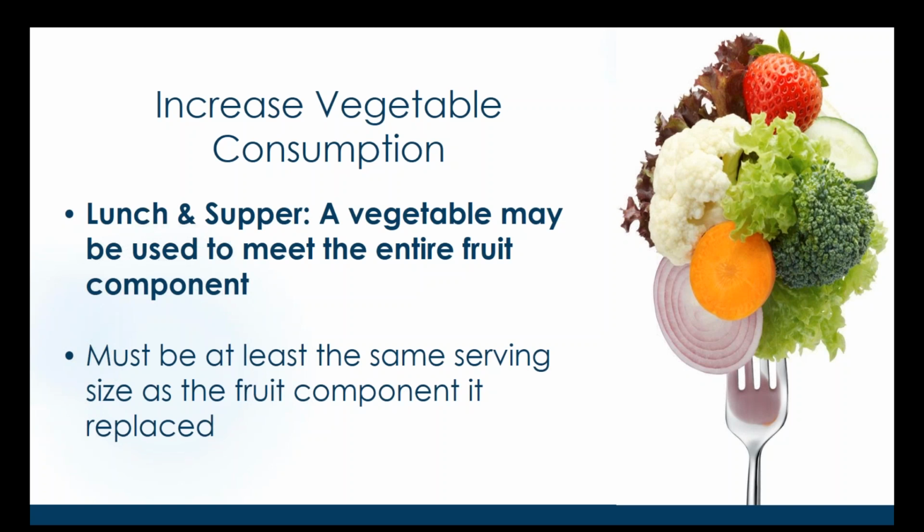This means a lunch or dinner can include a vegetable and fruit or two vegetables. However, two fruits are no longer creditable in the updated meal pattern requirements. Also, the vegetable substitute must be at least the same serving size as the fruit component it replaced.